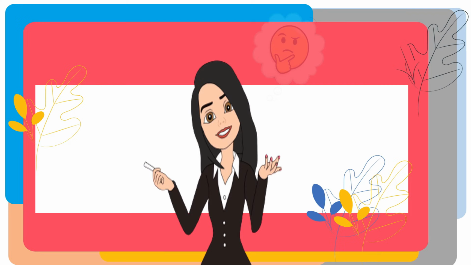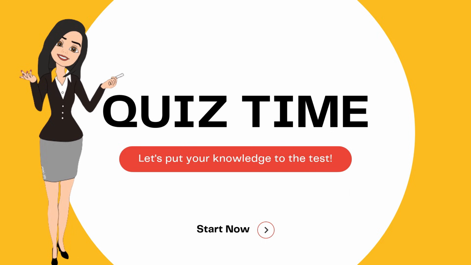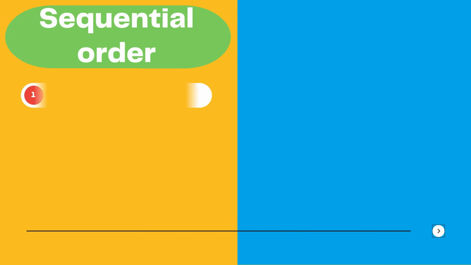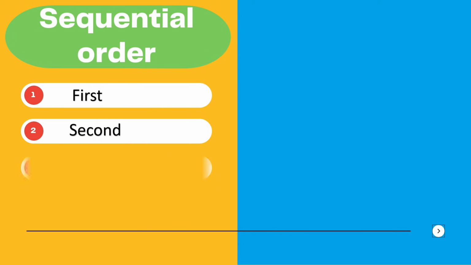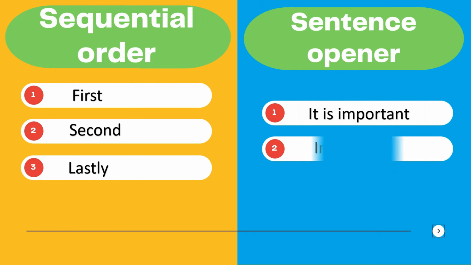Okay, class, let's try to find out how many logical connectors you were able to get correctly. For self-assessment question number 2, we have the following answers. For sequential order, we have 1 first, 2 second, 3 lastly. For sentence opener, we have it is important and in fact.